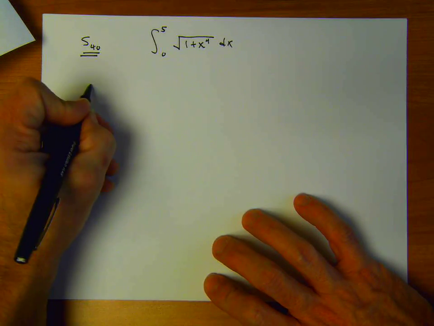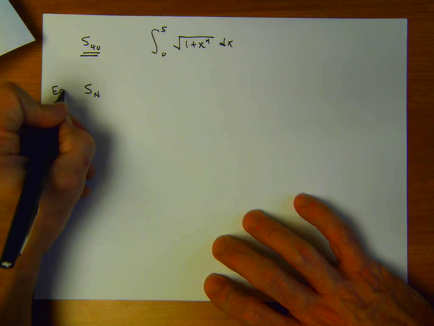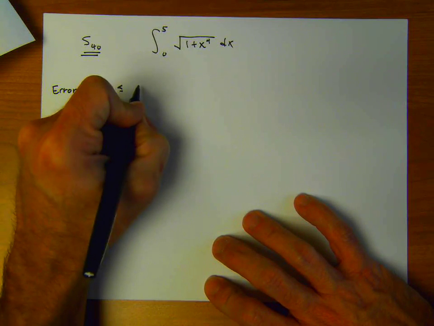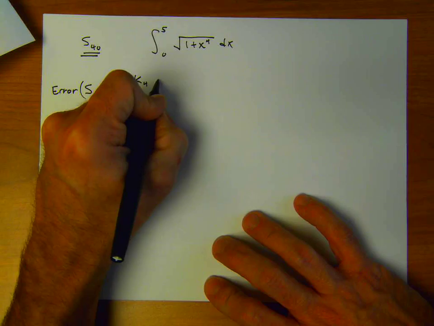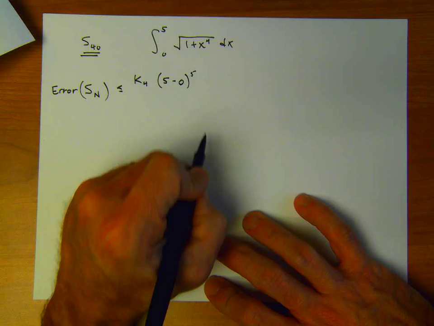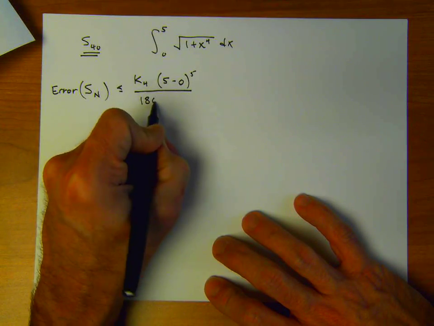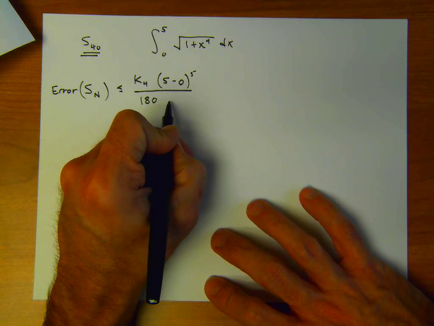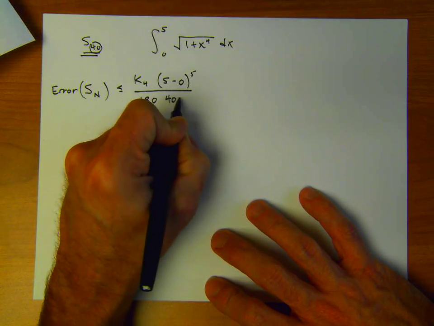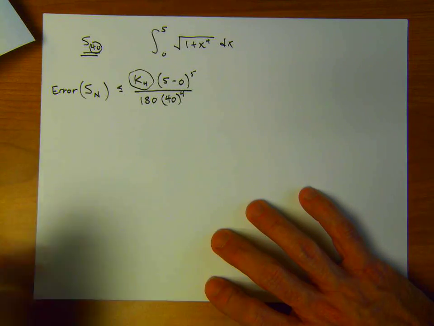Well, we know that Sn, the error associated with Simpson's rule using n partitions, is less than or equal to k4 times 5 minus 0 to the 5th. So these are the endpoints of our interval, and it's going to be 180 times n to the 4th, but in this case n is 40, so we have 40 to the 4th power.